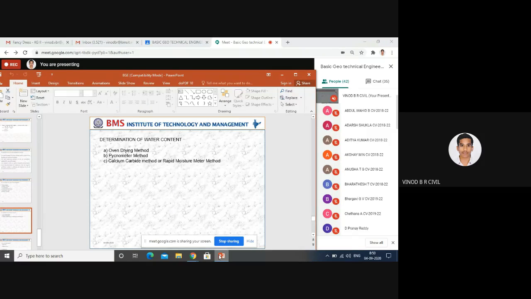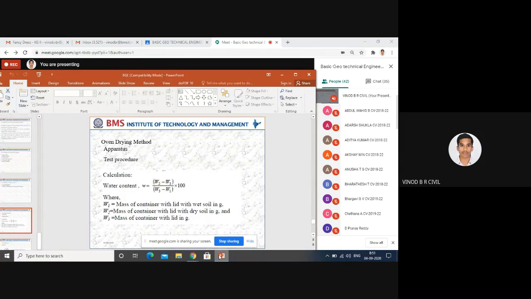Another point is that we can calculate the moisture content in the field, and some we can calculate in the laboratory with modern equipment. Here the first one is the oven dry method, then the pycnometer method, and the rapid moisture meter method. These are the three methods we usually use for the determination of water content. First one is the oven dry method.